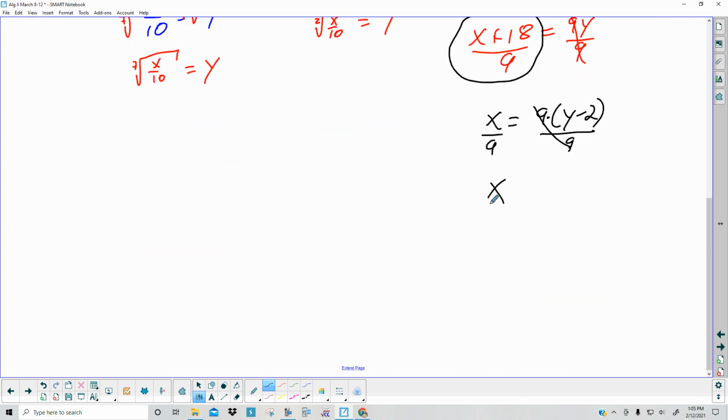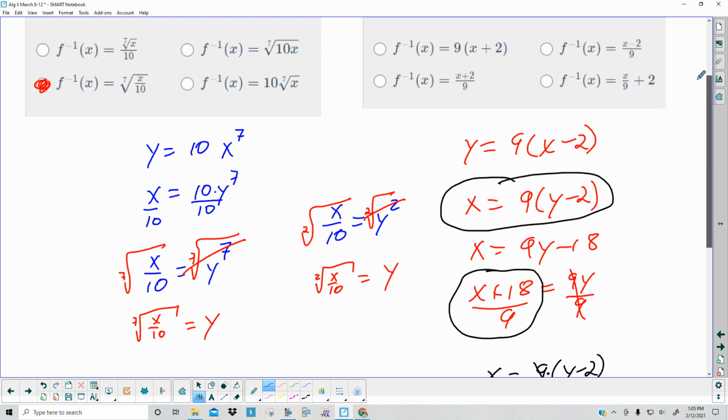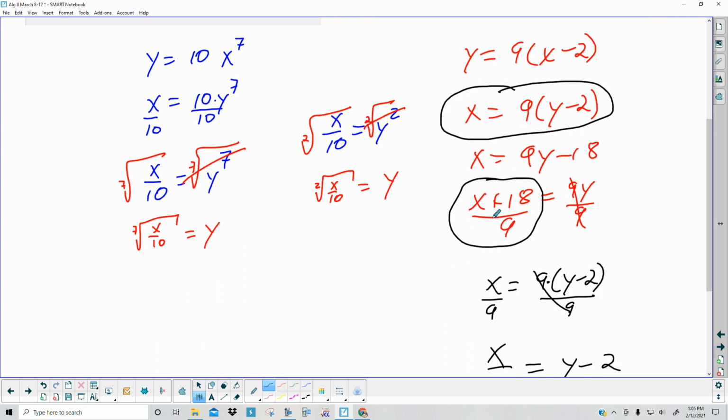And you've got x over 9 is equal to y minus 2. To finish, just add 2 to both sides. Now this adding 2 doesn't go to the 9. It's x over 9 plus 2 is equal to y. And I think this one is sitting there. It's right there. Now let me show you that this is the same. If I gave you 4 plus 6 over 2, would you guys agree that's 10 over 2, which is 5?